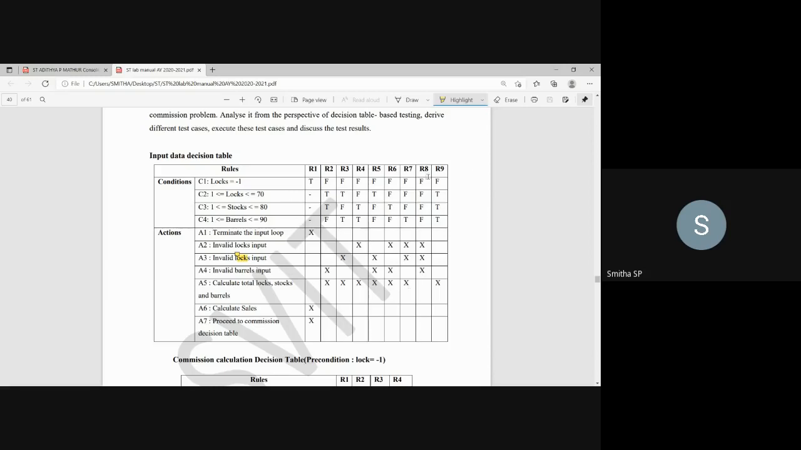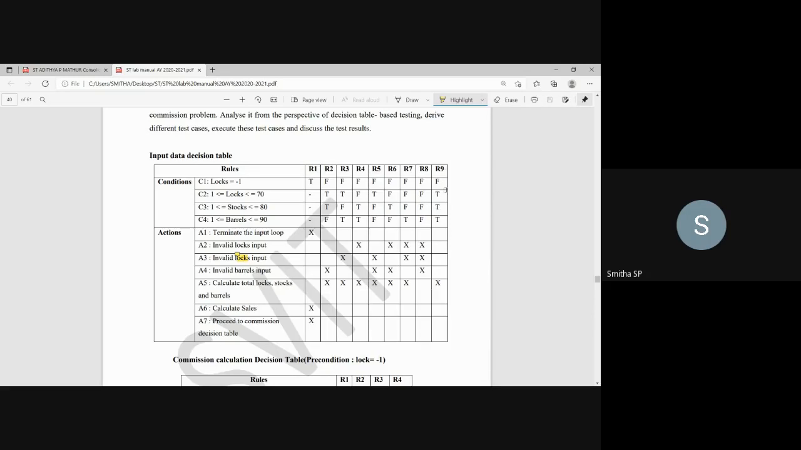Next, with respect to rule 8, all of the conditions have failed. So here you have to mark invalid logs, invalid stocks, and invalid barrels. All three have been marked, and you are not marking A5. Why? Because if these are invalid inputs, there is no need to calculate the total logs, total stocks, and total barrels.